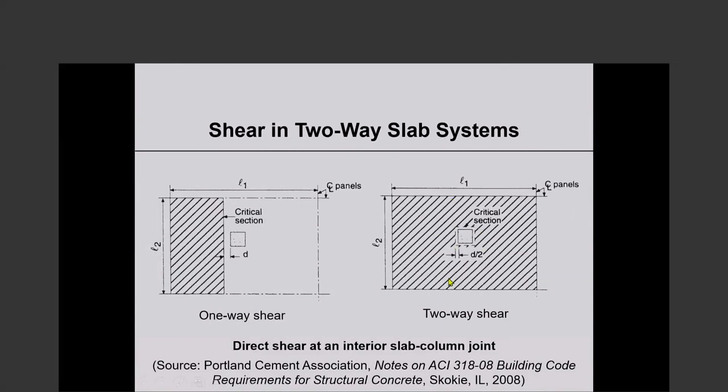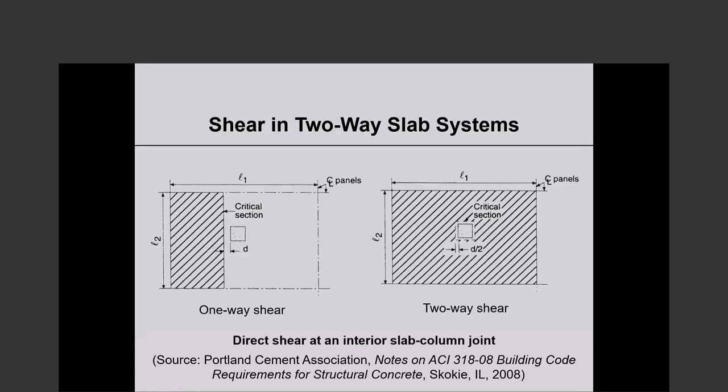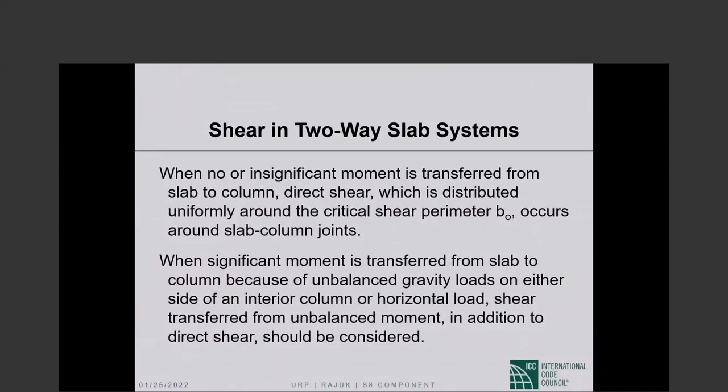And we are saying that if there is no moment transfer, the shear stress is caused by this two-way shear. All the loading sitting on the hatched portion of the slab will cause uniform shear stresses on the four faces of the critical section. There is really no basis for thinking anything else. So when no or insignificant moment is transferred from slab to column, direct shear is distributed uniformly around the critical shear perimeter b sub 0.